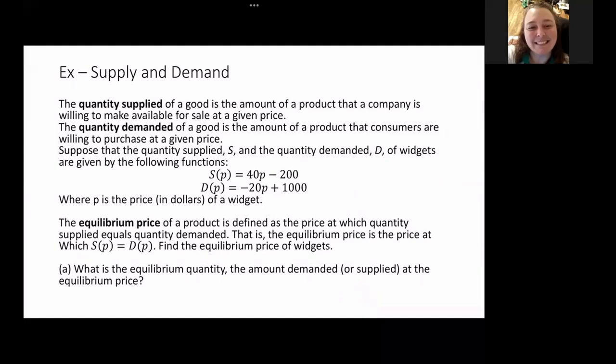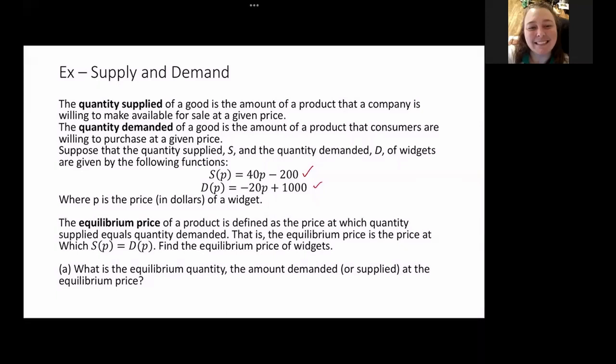So we're going to talk about supply and demand. So the quantity supplied of a good is the amount of a product that a company is willing to make available for sale at a given price. A quantity demand is the product that consumers are willing to purchase at a given price. So what we want to know is here we're actually given two equations. Our supply is equal to 40p minus 200, and our demand is minus 20p plus 1,000. P is going to be the price in dollars, okay? So we're giving our supply and our demand in terms of dollars.